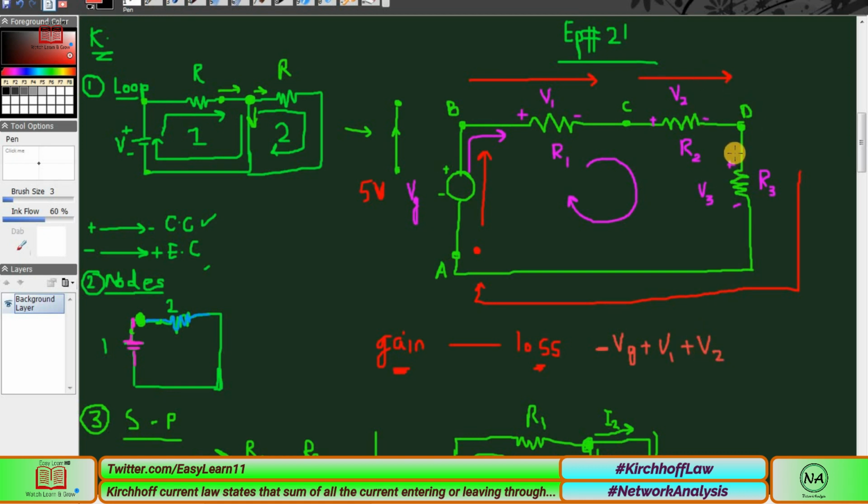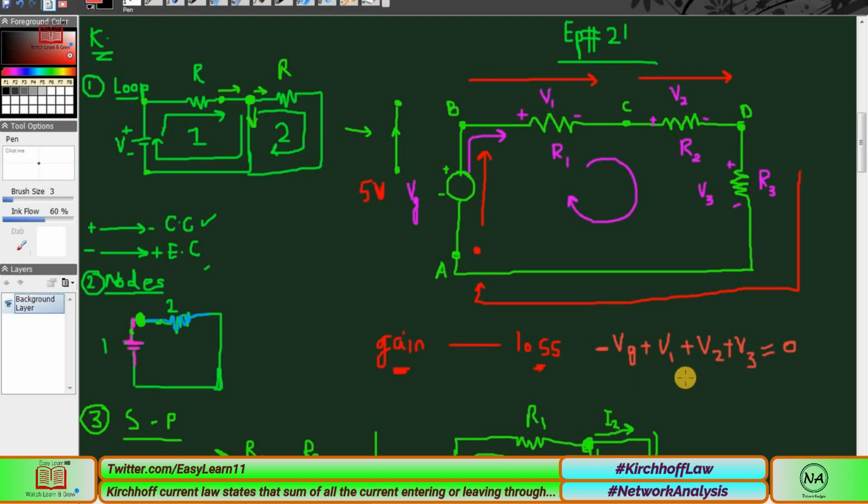Then again moving here, you can see again the positive in front of it, because we are moving in this direction, following this direction. So again positive, and this time V3, and the sum of all these must be equal to 0. That is what I was saying according to the law of conservation of energy. The sum of all these things, there is one source.